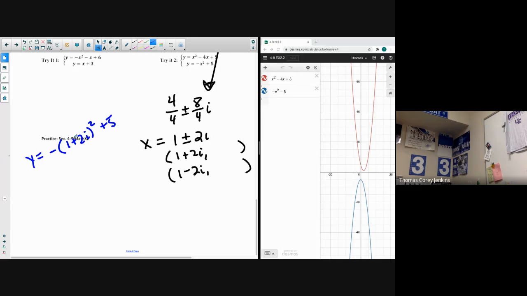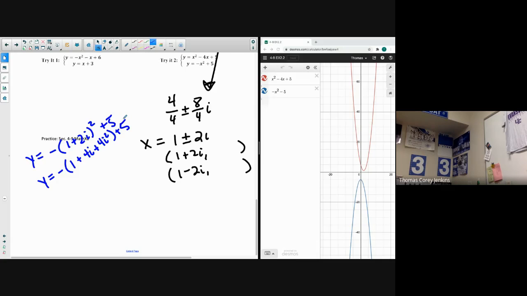All right, so if I have 1 plus 2i squared, you could just write that out as 1 plus 2i times 1 plus 2i, but it's also kind of a shortcut problem. So that would be 1 squared, so 1, plus 2ab, so 2 times 1 times b, so that'd be 4i, and then plus b squared, so plus 4i squared.